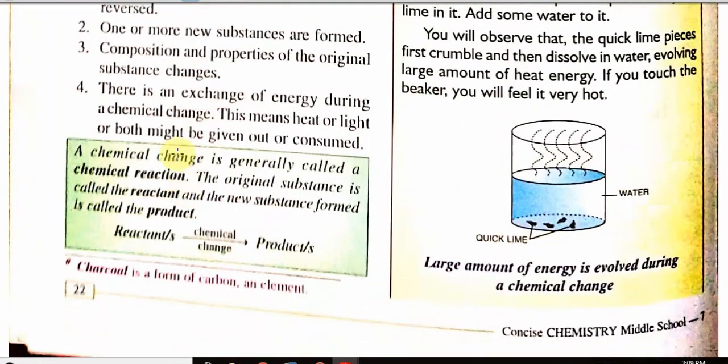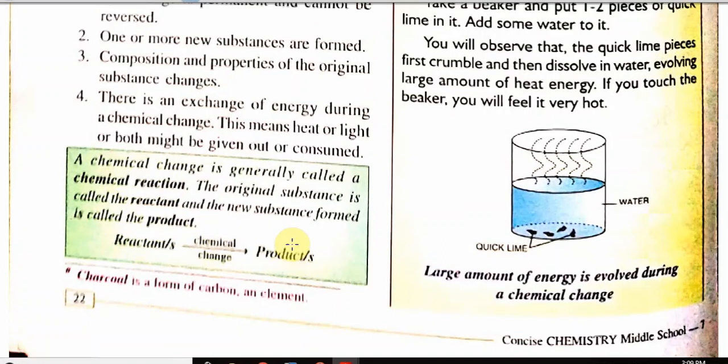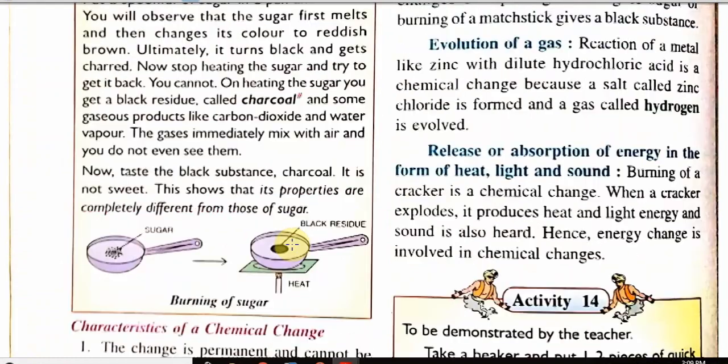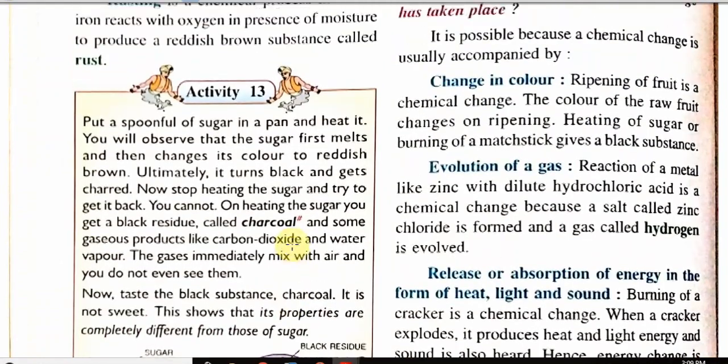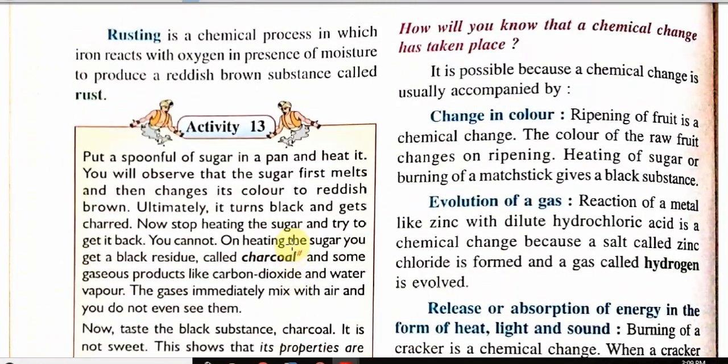So we can define a chemical change as generally called a chemical reaction. The original substance is called reactant. This is called reactant, starting material, and the new substance formed is called a product. This is the end product. Now how can we know whether there is a chemical change or not? It is possible by checking these 4 or 5 factors.